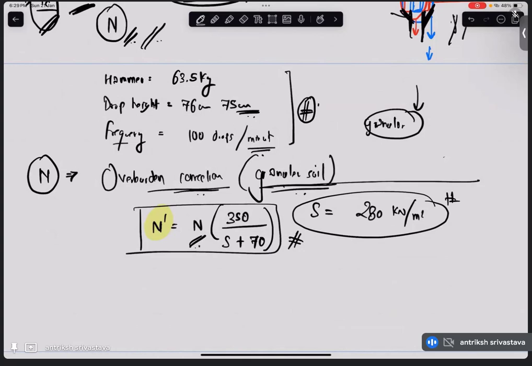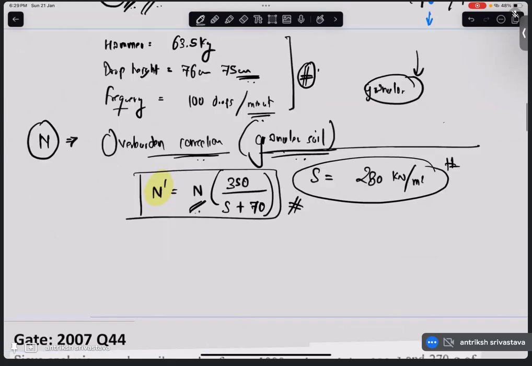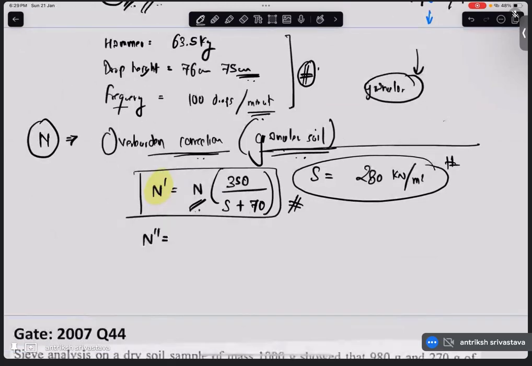You are going to do the next correction, that is the dilatancy correction, on this value. So you will get another value, N double dash, while doing the correction on this value. So you will have N double dash is equal to 15 plus 0.5 into N dash minus 15. That means right here, dilatancy correction.